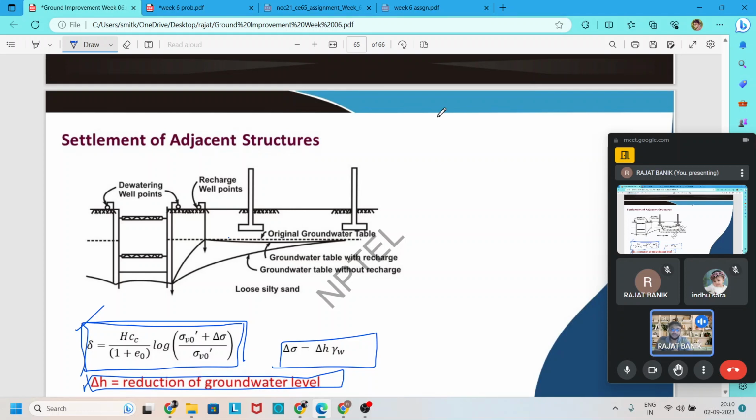And we can meet again next week, which is week 7. In this week, we will discuss preloading and vertical drains in more detail, which is another ground improvement technique.